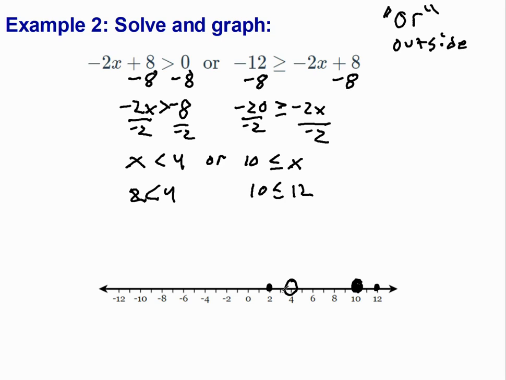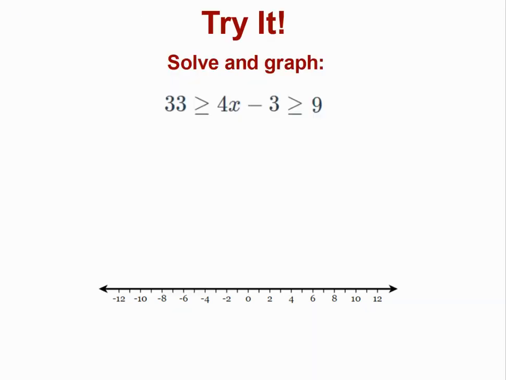And notice if I shade this one to the left and this one to the right, I'm shading outside. Just like I said, we will always shade these outside of our two endpoints. So that's all there is to solving and graphing compound inequalities. So I'm going to leave you with this try it problem. You need to solve and graph 33 is greater than or equal to 4x minus 3 is greater than or equal to 9.